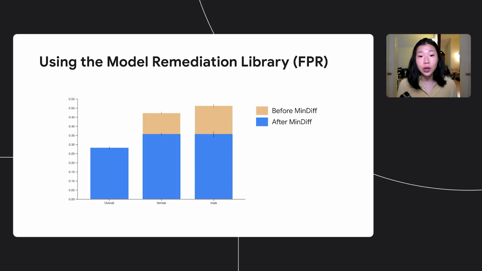As you can see in our example, applying MinDiff reduced FPR for both the male and female groups and decreased the difference between these groups as well. This can take a bit of hyperparameter tweaking to get right. I'll also add that MinDiff is not the only model remediation method, and it is important to understand what each method can and can't do before applying it to your model. You can learn more on the Responsible AI Toolkit site.